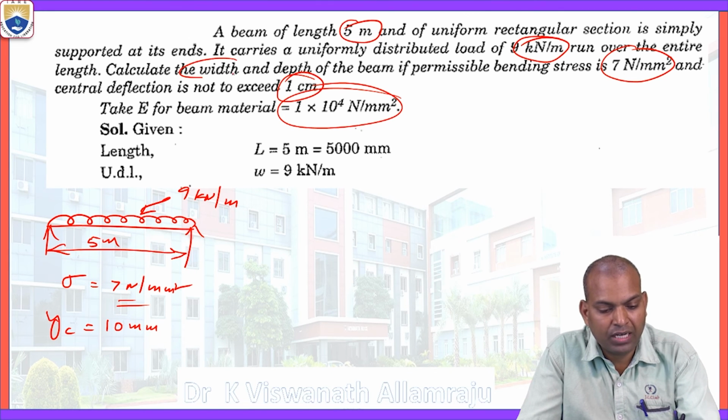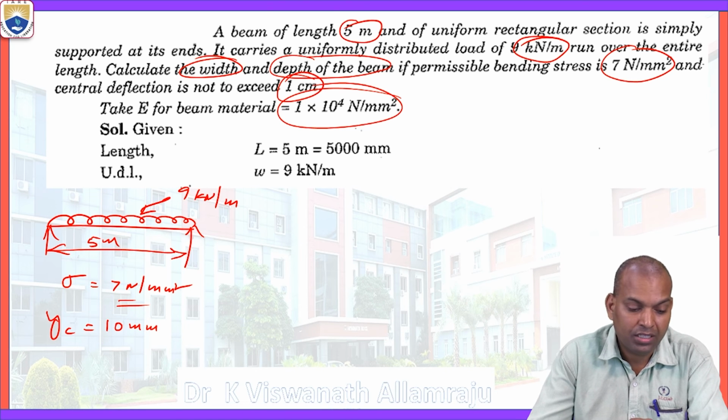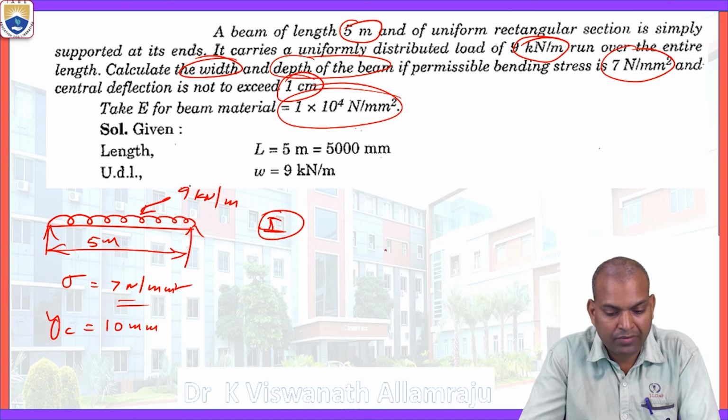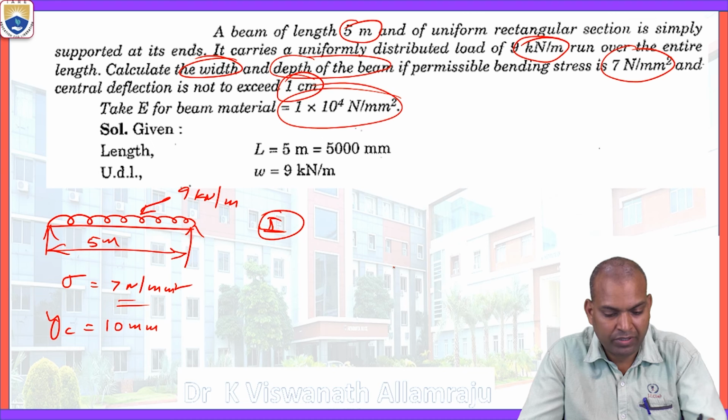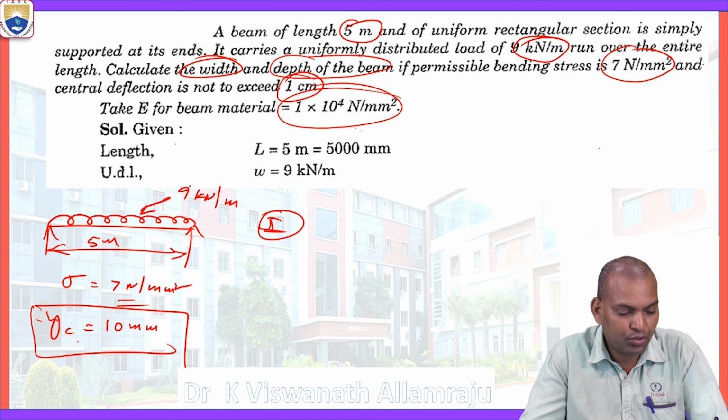We have to calculate the width and the depth of the beam. What cross section of the beam do we need? That means the I value. If the I value is known, then we can know it, since I equals BD cube by 12. Now, one hint is the deflection. This is the hint, the input given.